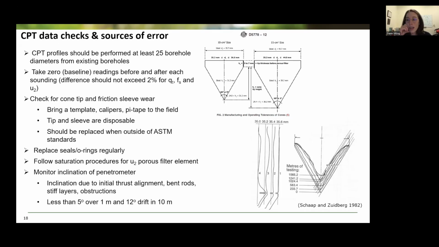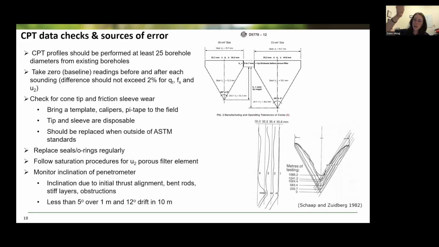The O-rings and seals within the cone between the connections should be replaced regularly so that soil doesn't get into the cone. The filter element that connects to a pore pressure transducer should be properly saturated. There's procedures in the ASTM standard for that saturation procedure.